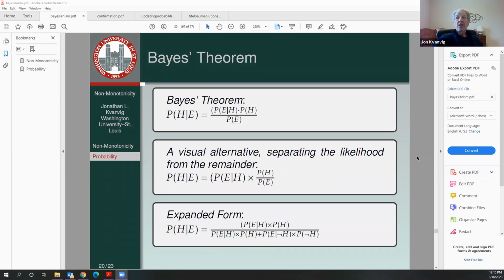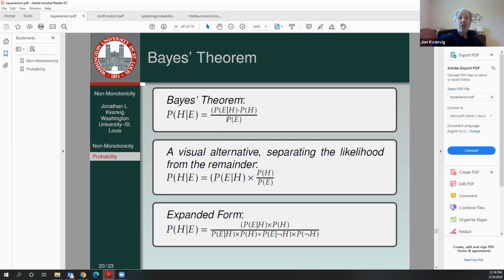Another formula that's going to turn out to be really crucial to our confirmation theory is Bayes' theorem. So here are 3 different versions. The original Bayes' theorem is just this. The probability of a hypothesis given the evidence is the reverse probability. Some people call this the likelihood of H on the evidence. That's very misleading to me, so I try not to use that language. This is the probability of the evidence on the hypothesis times the probability of the hypothesis divided by the probability of the evidence.